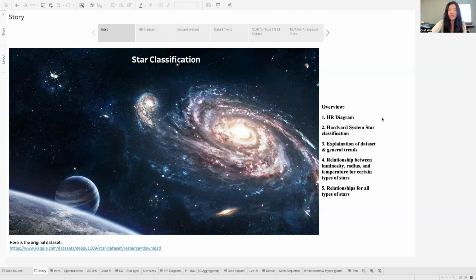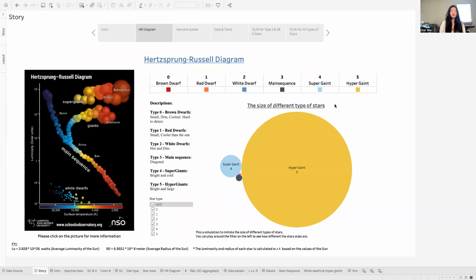And then on the right side, I have this little overview for the dashboards that I made. There are five dashboards in total. So the first dashboard is the HR diagram, a Hertzsprung-Russell diagram. On the left side, as you can see, I put the URL link on these pictures. You can read more information on this website if you're interested. This HR diagram is very important to understand this data set.